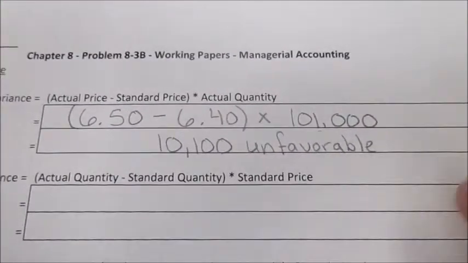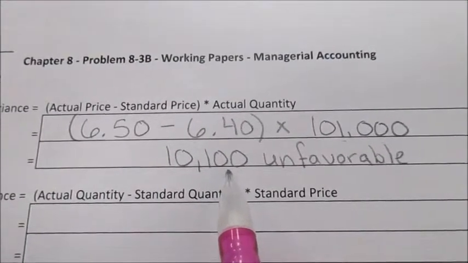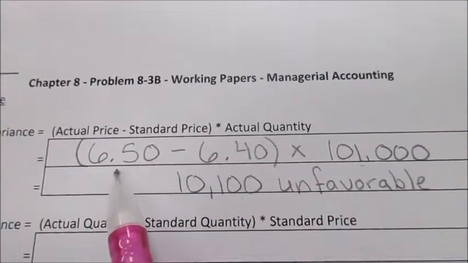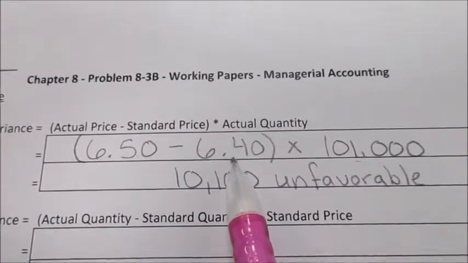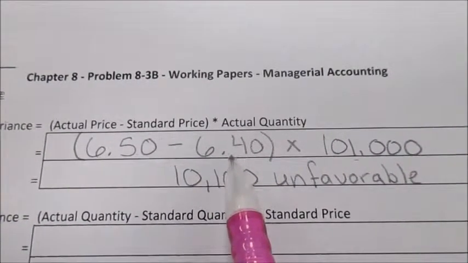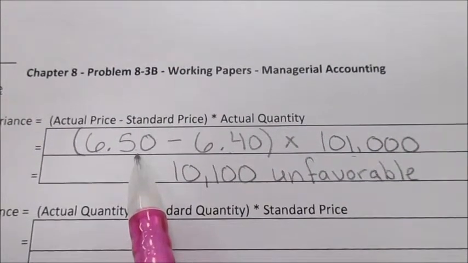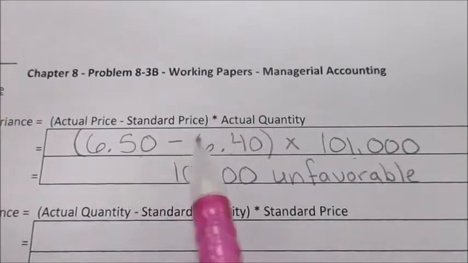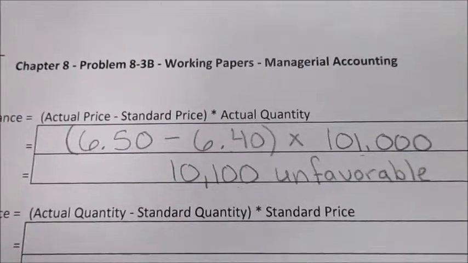Okay, we know it's unfavorable because, well, first, mathematically, it's a positive number. Okay, but logically, if we look at our actual price was $6.50, we had budgeted $6.40. So it already tells us, logically, that we are paying 10 cents more than we had planned to. So we know this is an unfavorable variance because we're paying more than we actually had budgeted to begin with.